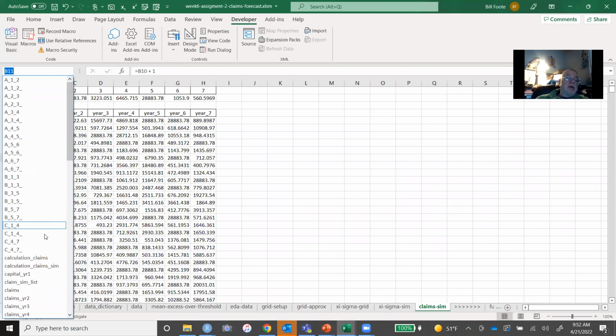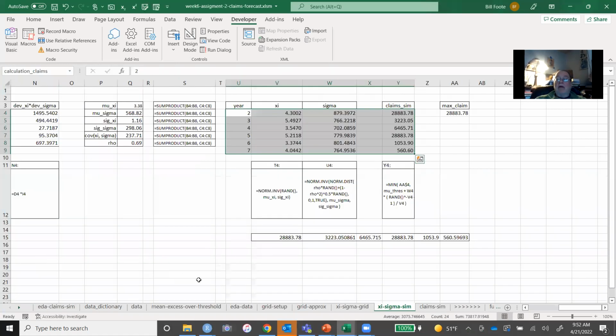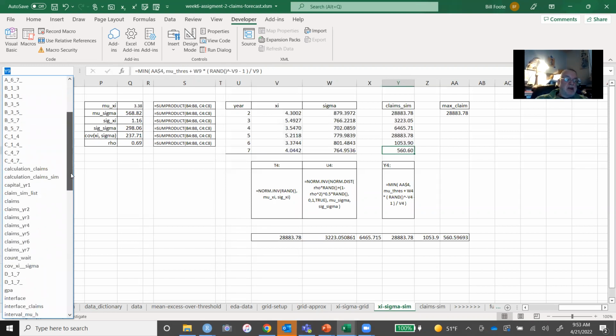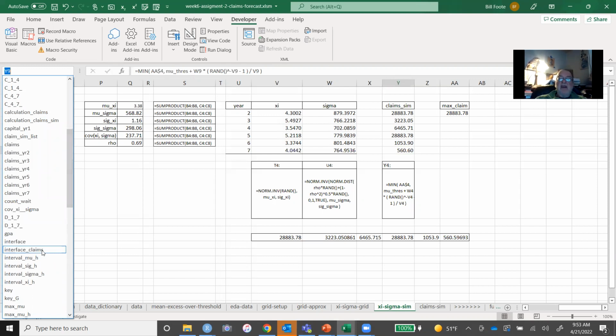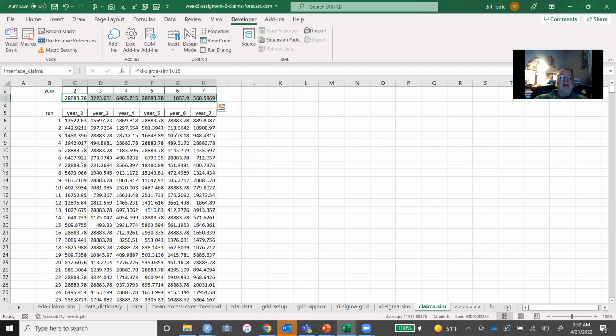Calculation for claims. Oh, this is what's being calculated and recalculated 10,000 times. And each time it's recalculated, this gets, okay, here are the claims. Here are the simulated claims for 7 years. You see that these are just mirror images down here. And then these are transferred over to an interface. Let's look at that quickly. Interface claims. Yep, it's transferred over here. See the transfer mechanism.